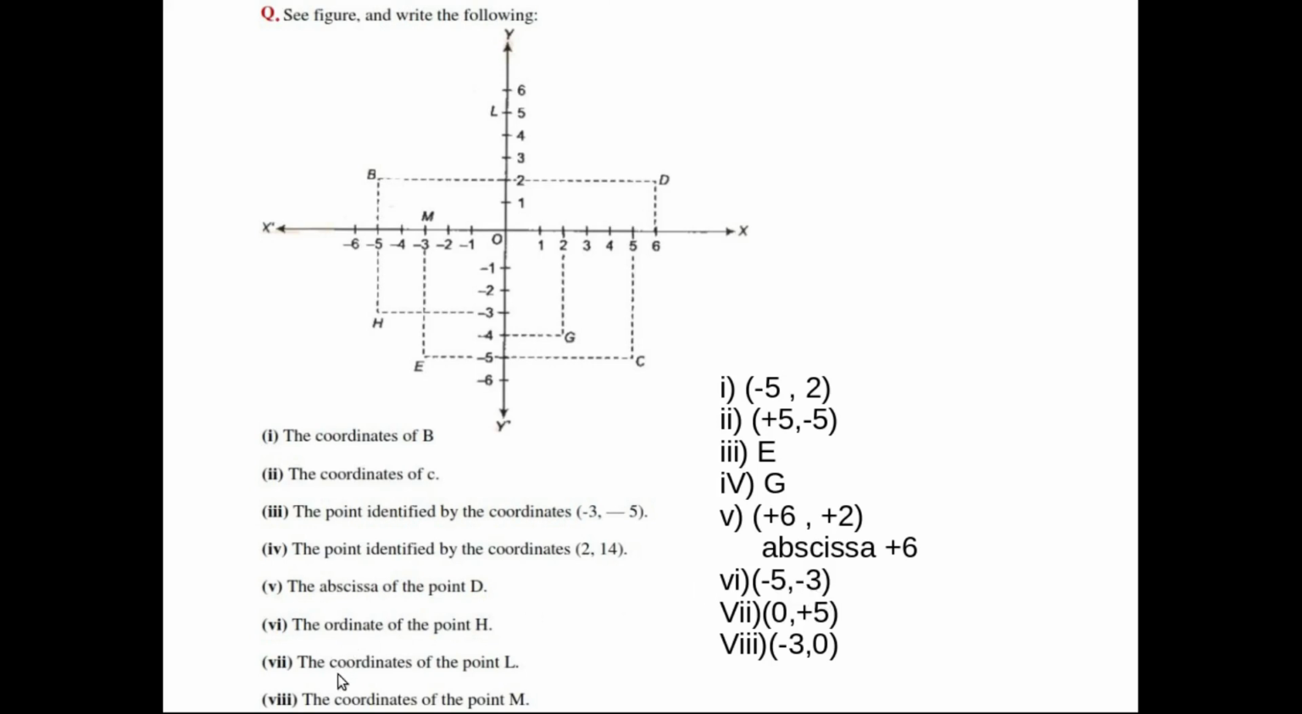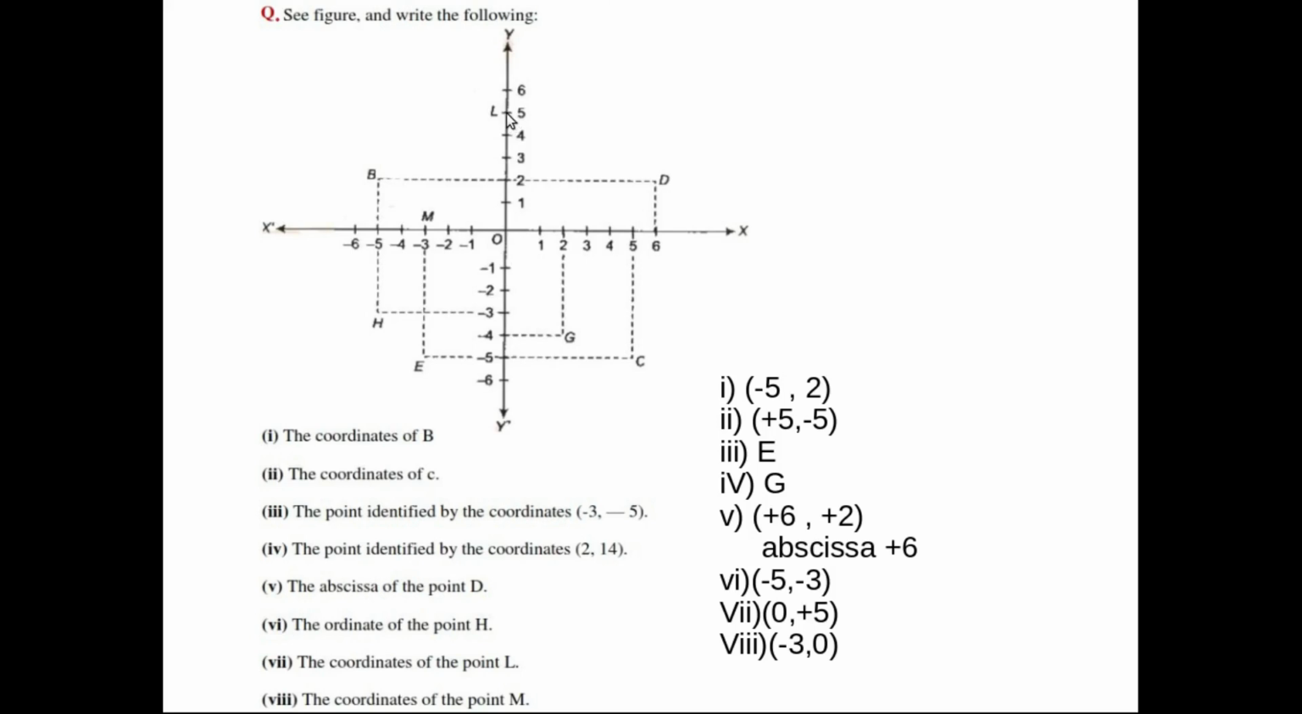Next one is the coordinates of point L. Here is our point L. See here. See this one. Earlier, whatever points we had were in a particular quadrant, 1, 2, 3 or 4. But this one, point L, is on the y-axis, right? So how to name the coordinates of this point L?